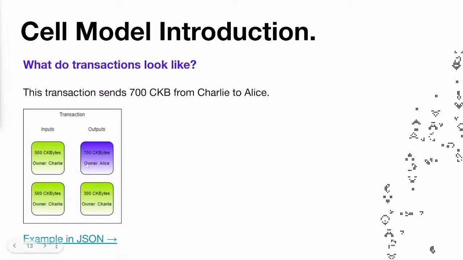He's sent Alice 700 CK bytes, and then there's a second cell, which is 300 CK bytes. So this is the remaining. Remember, we started with 1,000 CK bytes, 700 went to Alice, 300 went back to Charlie, right? So that's his change cell.